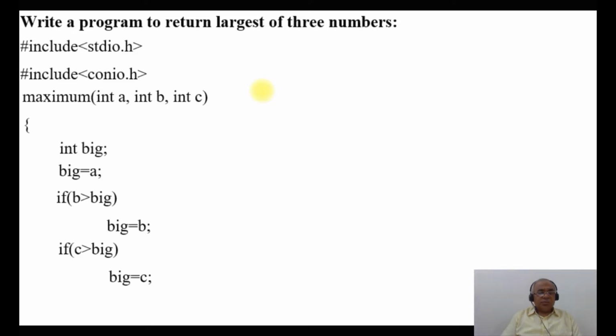So then what should I do? I should return those values. So I will go for return big. Then we go for the main program. So here is the main. We want clear screen because we are doing this in Turbo C. We are giving clrscr here, but if we are using Code::Blocks, then you need not give this.